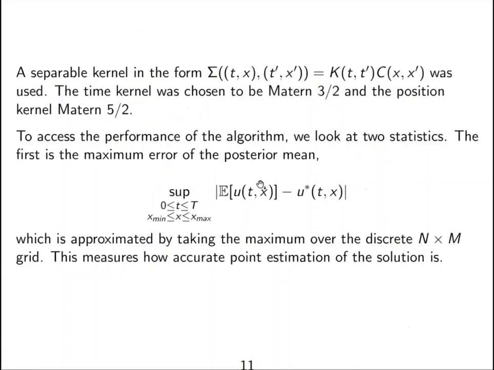And U star is meant to represent the true solution. And you maximize this over the whole domain. So in practice, we just approximate this by maximizing this quantity over the n times m grid. If you remember, there were n time points and m positional points. So this is kind of like a Monte Carlo estimate.